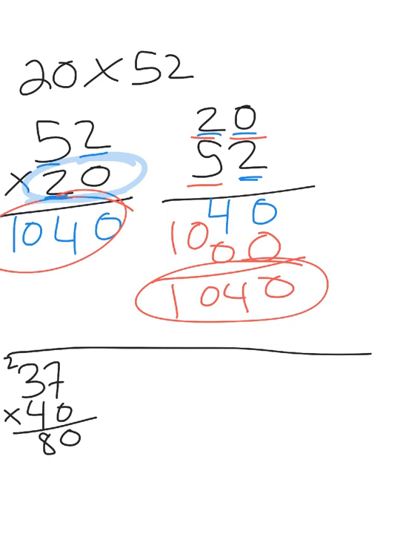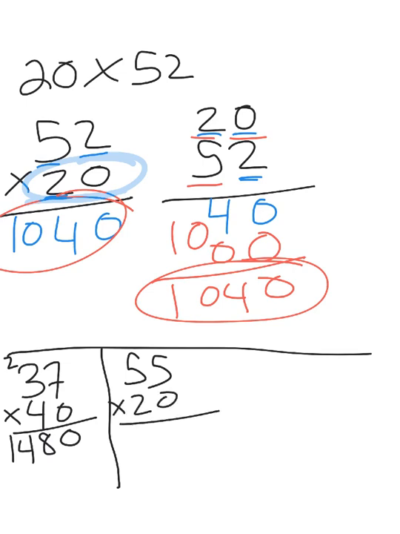4 times 3 is 12, plus 2 more is 14. Now let's multiply 55 times 20. Our multiple of 10 is on the bottom, so we're going to place our 0. Then 2 times 5 is 10. Regroup your 1. 2 times 5 is 10 again, plus 1 is 11.